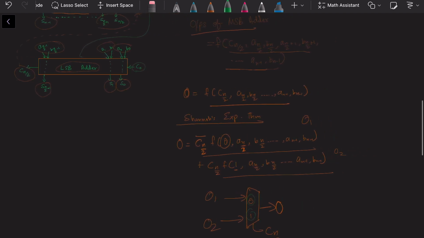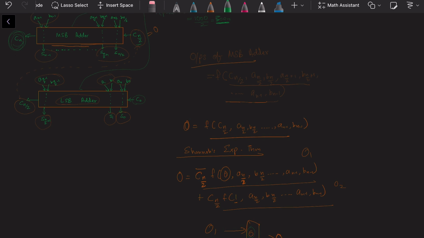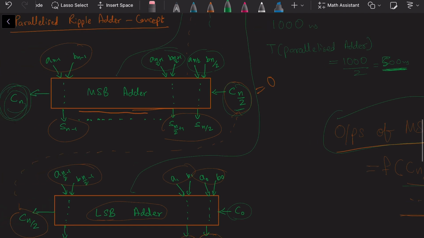Let's make this simpler. Let's say that we want to compute Cn. Cn, because it's an output of the MSB adder, is a function of Cn/2. It's a function of A(n/2), B(n/2), A(n/2+1), B(n/2+1), all the way to A(n-1), B(n-1). These are the outputs, S(n-1). And we are interested in computing each of these outputs depending on the inputs, right?